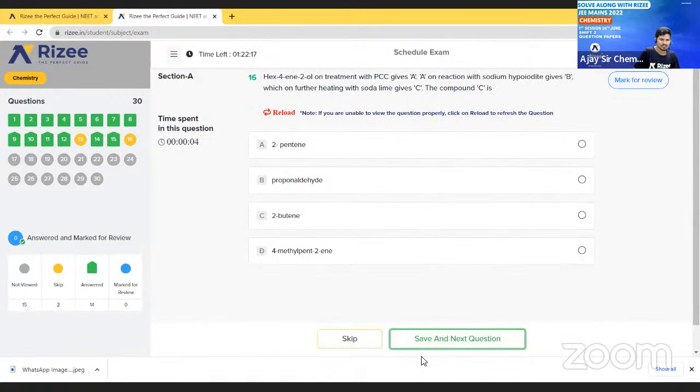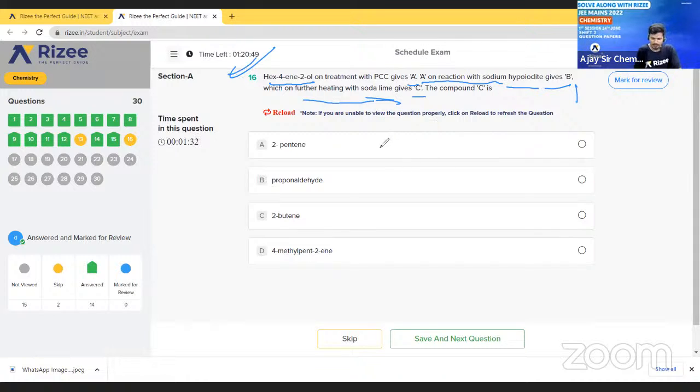Save and next. So what is the next question? See here, one compound is given, hex-4-en-2-ol. On treatment with PCC it gives A, and this A on reacting with sodium iodide gives B. Which on further heating with soda lime gives C. If we heat this B with soda lime, we will get C. What is the C? We have to tell.